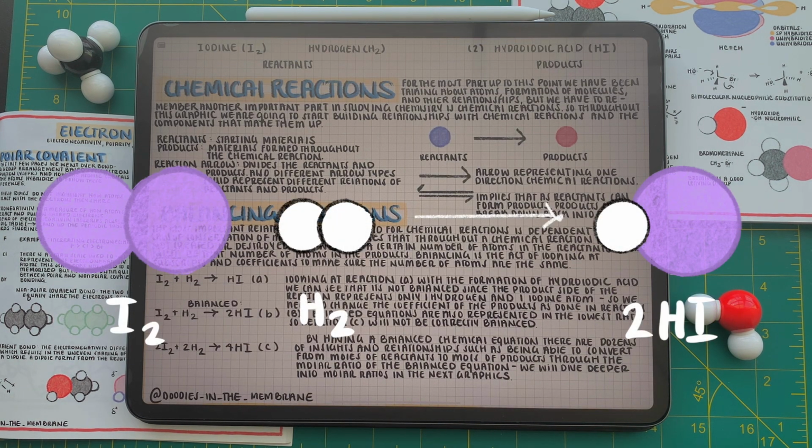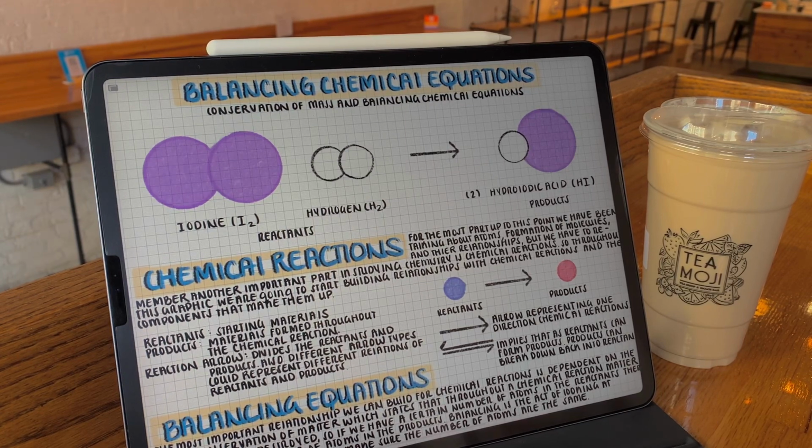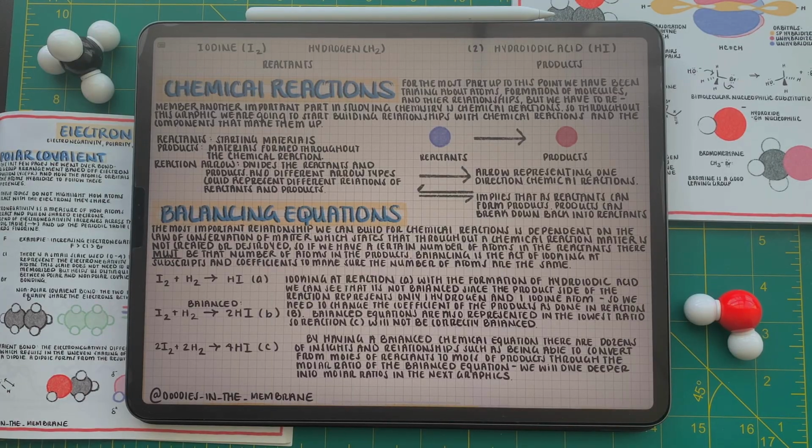So, by placing a 2 in front of the product, we now have a balanced chemical reaction that reads, the reaction of 1 mole of iodine and 1 mole of hydrogen will form 2 moles of hydroiodic acid. Another note, chemical reactions are represented in the lowest ratio, so always keep an eye out if you could simplify the ratio of reactants and products further.